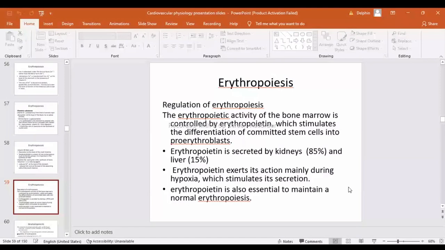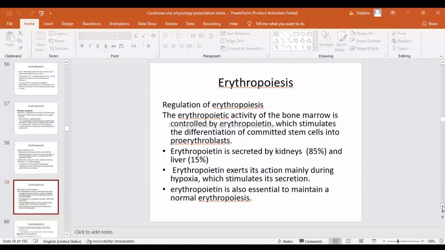I think you understand, when there is a chronic kidney disease, there is a high incidence of anemia. Why? Because this erythropoietin is totally reduced or absent. Because you see, 85% is synthesized and produced by kidney. Okay?